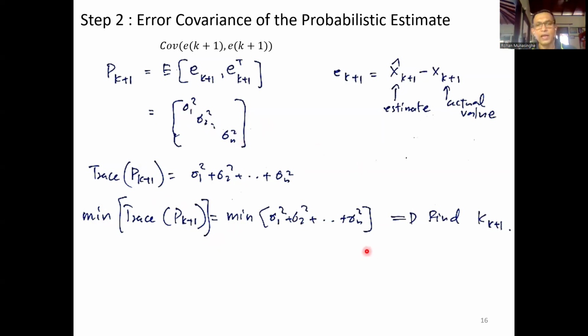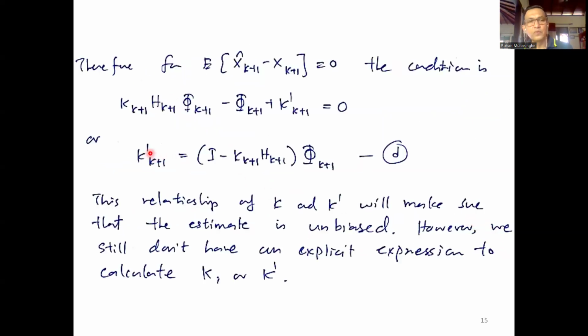And in the minimization process, we expect to find the Kalman gain. Earlier, we found the relationship between K dash and K. It's just the relationship, but we don't know the exact values of either of the two. So you need to find out either K dash or K. Then you can calculate the other one using this relationship and then put it in the state update equation and get the update.